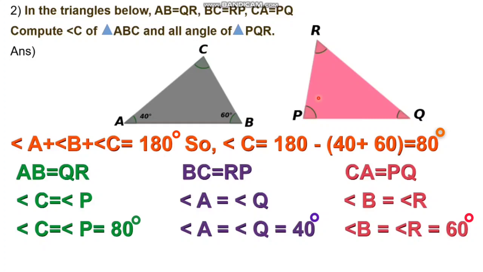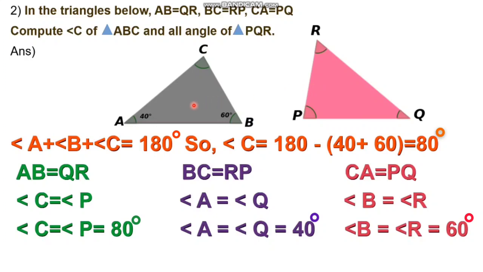So, the angles opposite equal sides are equal by the theorem. Now, we have to compute angle C first. In triangle ABC, A is 40 degrees and B is 60 degrees. So, we can find angle C. Angle A plus angle B plus angle C is equal to 180 degrees. So, the third angle C is equal to 180 minus (40 plus 60), equal to 180 minus 100, equal to 80 degrees.